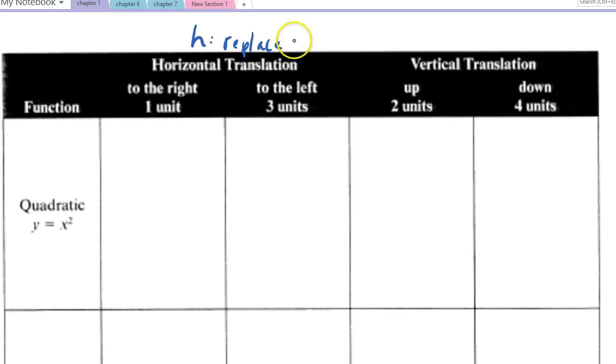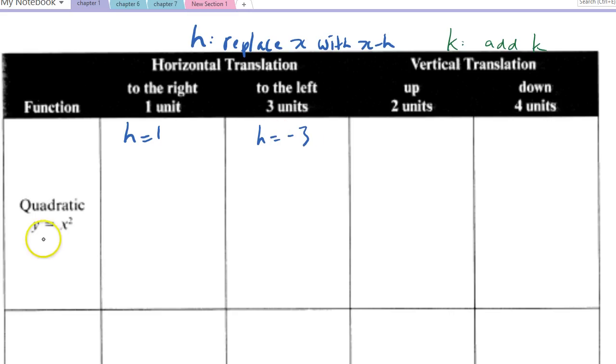and specifically what we do is we replace x values with x minus h, and that's the horizontal, and the vertical has to do with the k value, and what we do is we add k to our result. So when we're talking about a horizontal translation of to the right 1 unit, that means that my h value is going to be equal to 1. If we're going to the left, that means that h is going to be equal to -3.